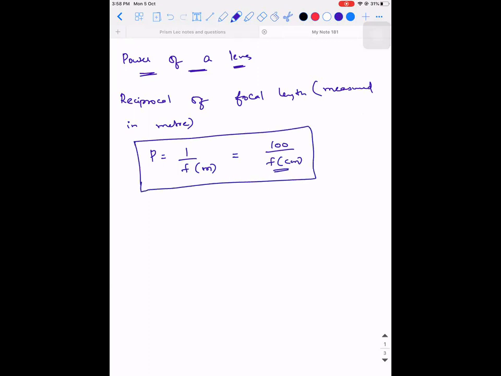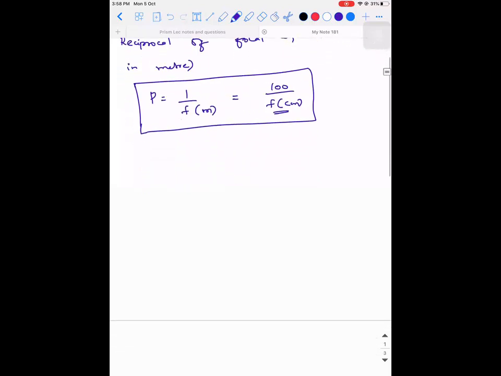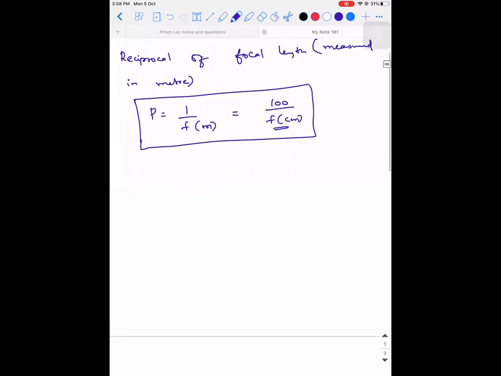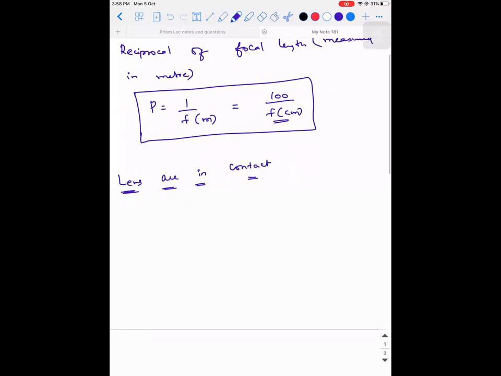This is when you have one particular lens, whether it is a concave lens or a convex lens, power is going to be the same thing. You need to apply it with proper sign convention, that's it. Now the question is about what will happen when the lenses are in contact. So what will happen to the effective focal length and effective power when two lenses are in contact? That's what we are going to see.